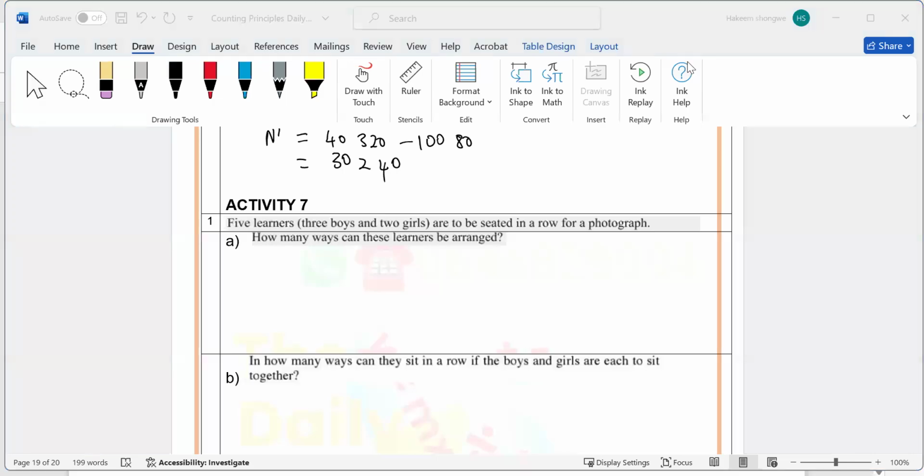Five learners, three boys and two girls, are to be seated in a row for a photograph. How many ways can these learners be arranged?